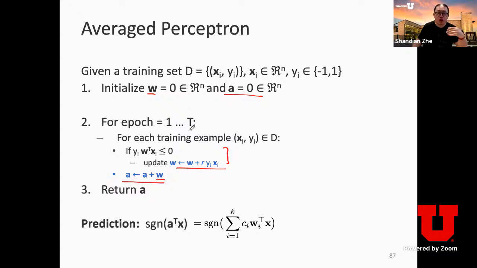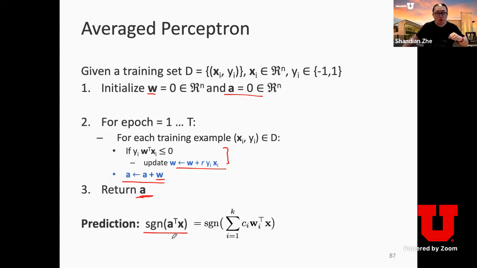And after you finish all the epochs, you just use A as our final weight vector, meaning that for an arbitrary new input X, we just use A to make a prediction and take the sign of the prediction score. That's the averaged perceptron. So it's much easier, more convenient to implement than the voted perceptron.